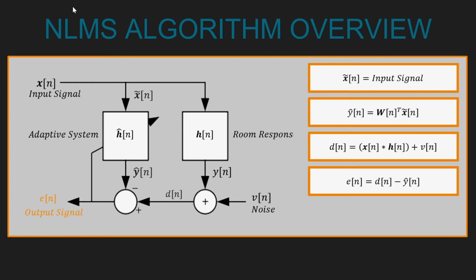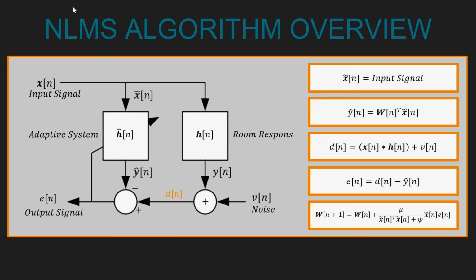And e of n is equal to d of n minus y hat of n, where d of n is the signal picked up by the mic and y hat of n is the output of the adaptive system. And the update equation is very similar to the LMS equation, except that now the step size parameter is divided by the transpose of x tilde times itself plus a small factor psi, which helps to avoid divide by zero situations when x tilde of n goes to 0.